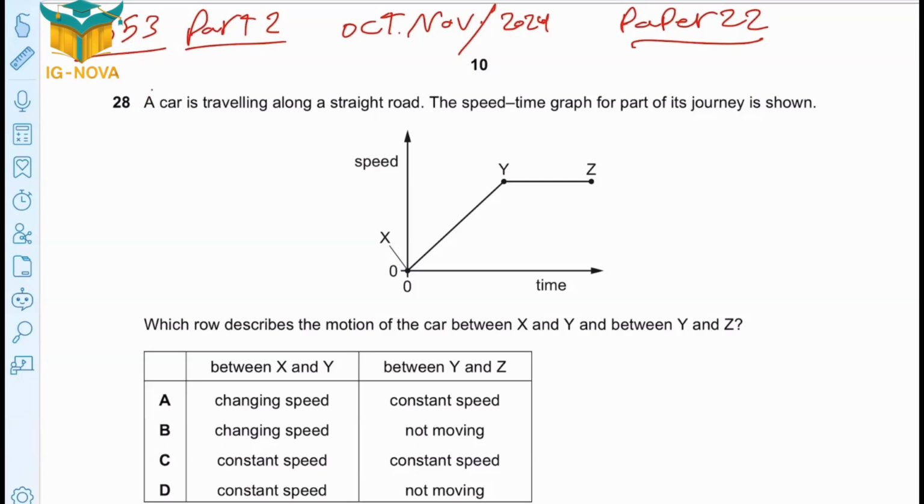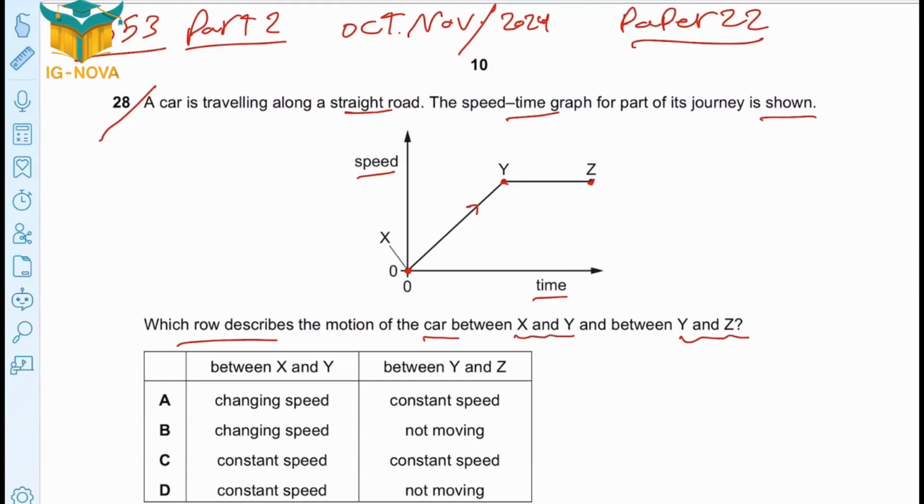Let's start with the first question, Question 28. A car is traveling on a straight road. The speed time graph for a part of its journey is shown. The car starts to move from X to Y to Z. Which option describes the motion of the car between X and Y and between Y and Z?